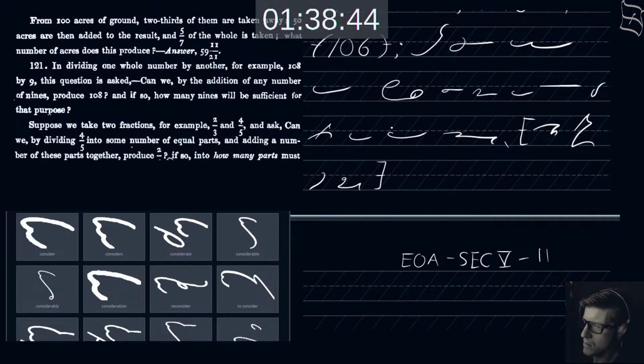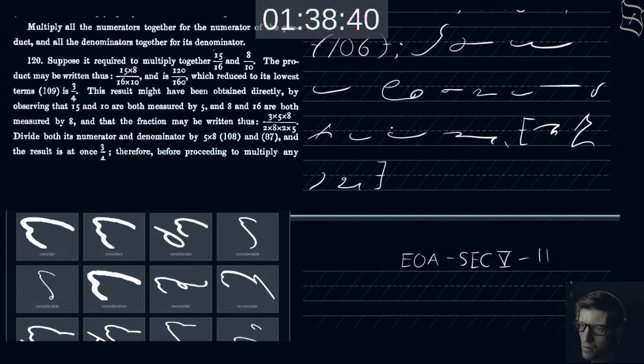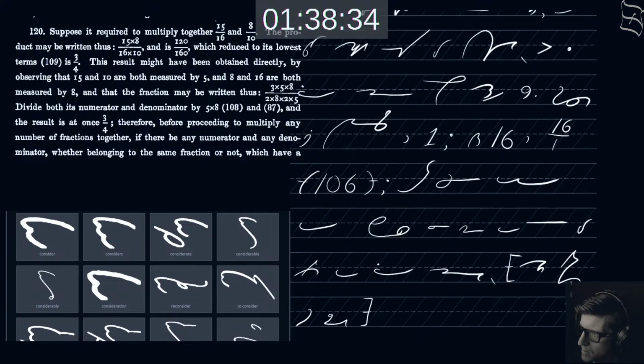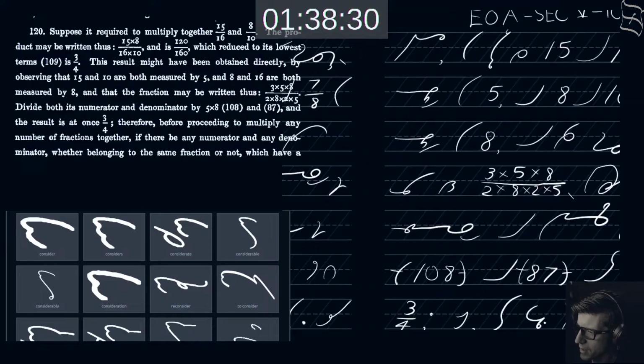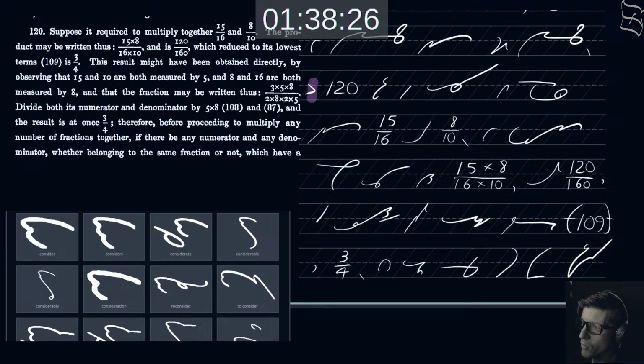Okay, so we go back through 120. Suppose we are required to multiply. So we go back up, find our paragraph marker. There it is. And we read over it.